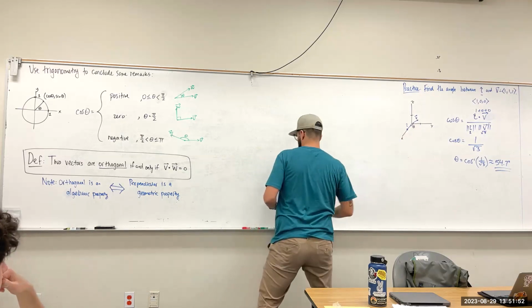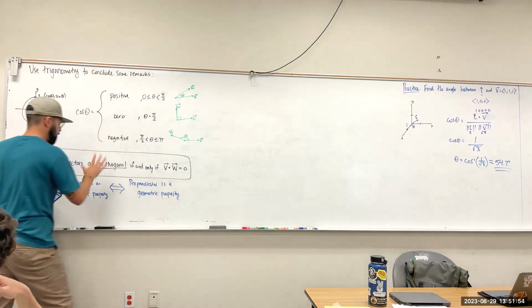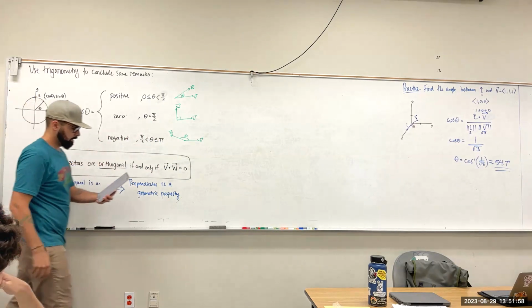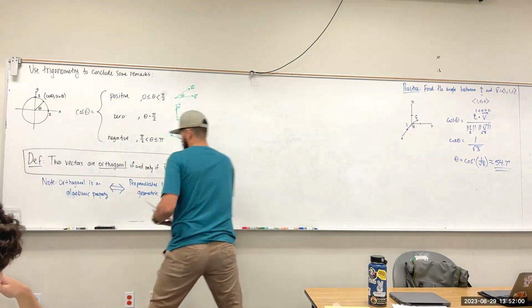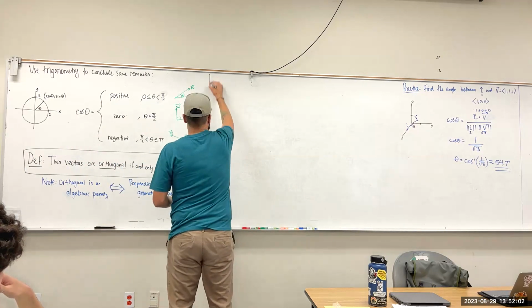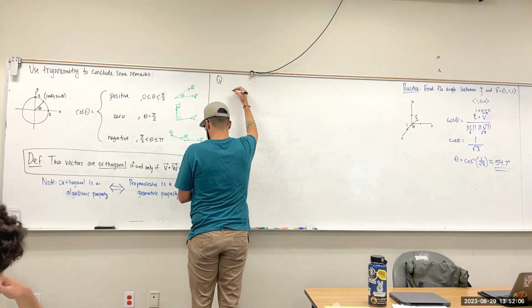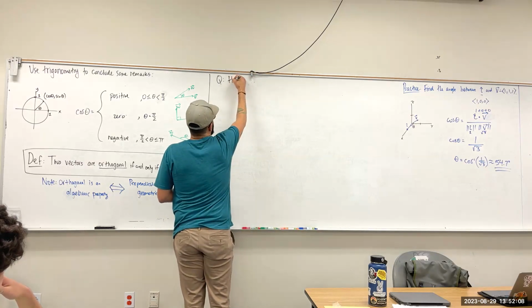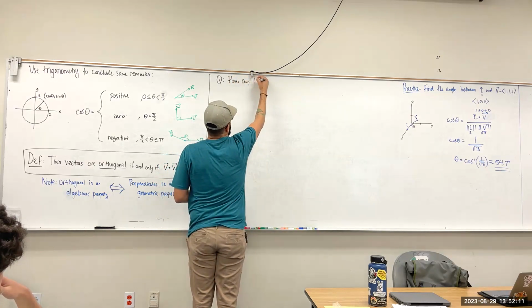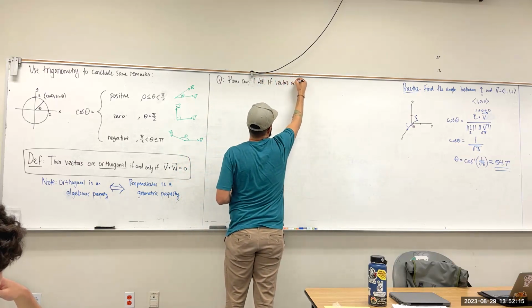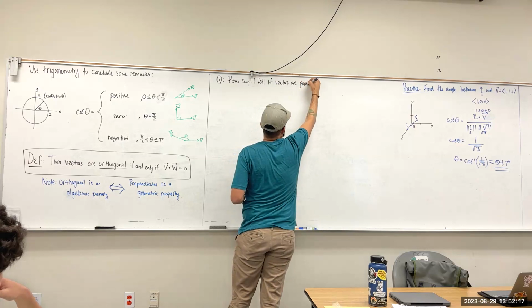Okay, so this is talking about vectors being perpendicular to each other. It happens when their dot product is 0. So now the question is, how can we tell if two vectors are parallel? Sorry, parallel.